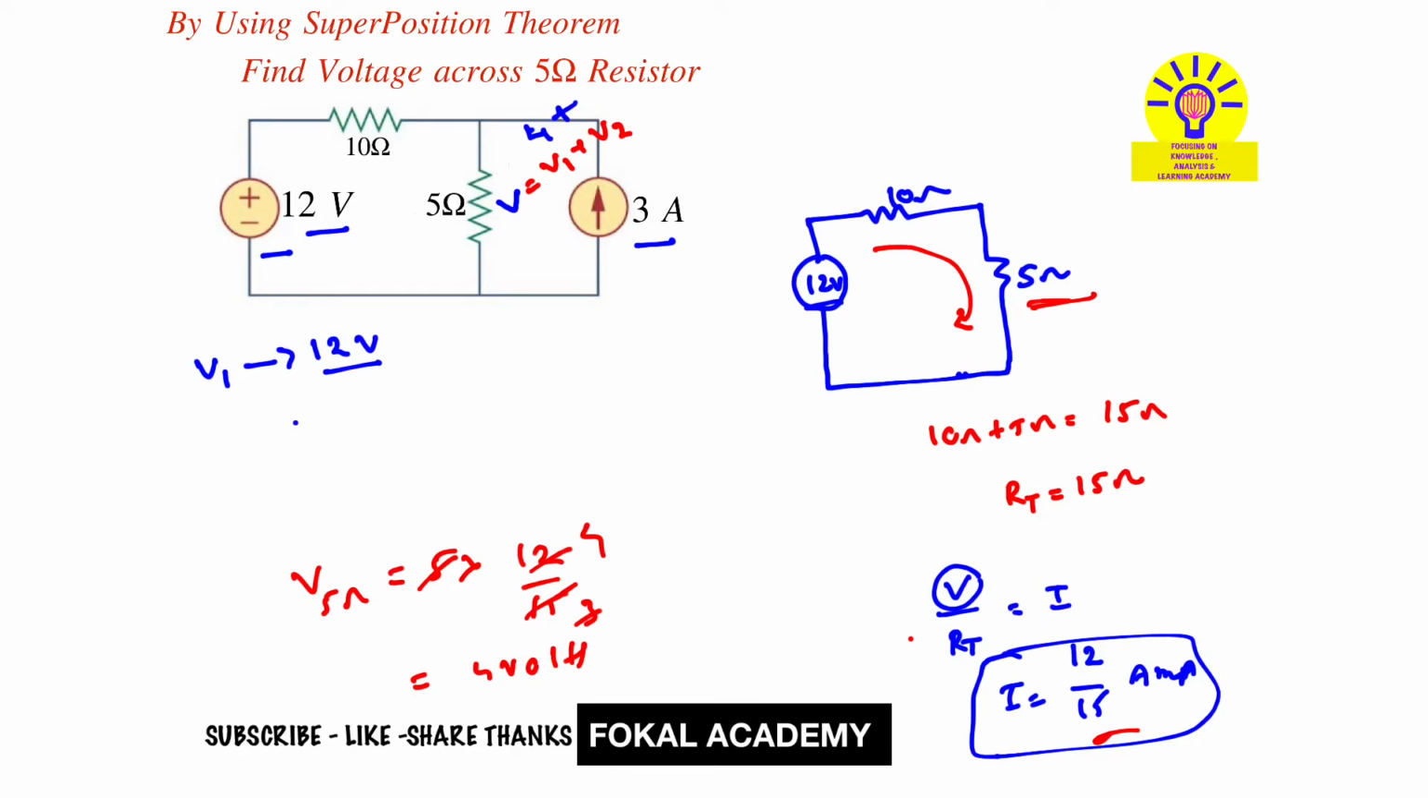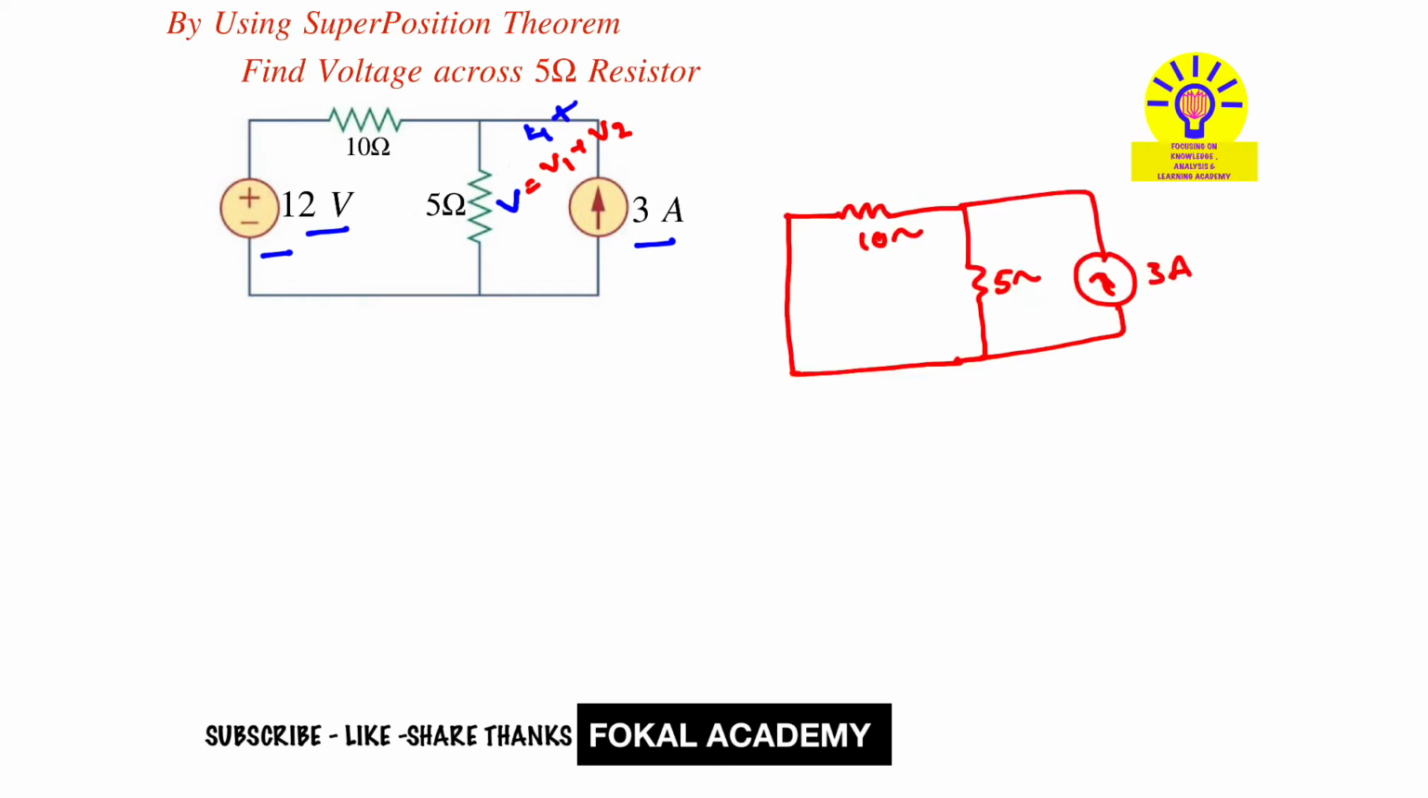Now find the V2 voltage which is contributed by the 3 ampere source. So with the 3 ampere source active, the 12 volt source will be short circuited because it is a voltage source. After short circuiting the 12 volt source, the circuit becomes like this. Here 10 ohms and 5 ohms are parallel to each other. So find the current in the 5 ohms by using the current division rule. Let us assume that this is the total current I, that is 3 amperes passing at this node and divided as I1 and I2.